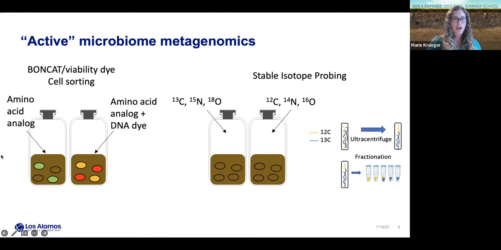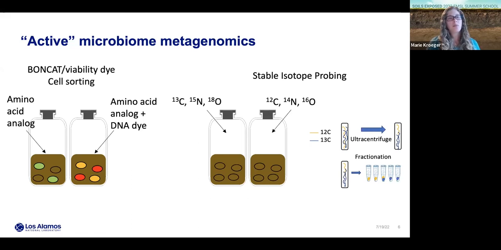soils. So on the left here, I'm showing just a really simplified example where you added this amino acid analog to your soil. And if a microbe is active, it's able to take it up. And one of the nice things about this is that it doesn't rely on replication. It's just going to take up this amino acid, incorporate it into the protein. So it's a pretty nice technique to use.